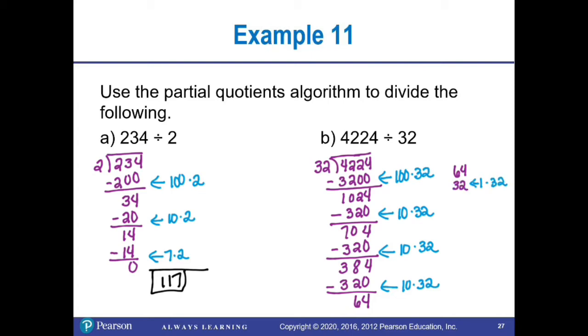So a single group of 32s is 32. I take out 32, leaves me with 32. Take out another group of 32, and that leaves me with 0. Again, I'm adding my groups of 32. So I had 100 plus 10 plus 10 plus 10 plus 1 plus 1, and that gives me 132.